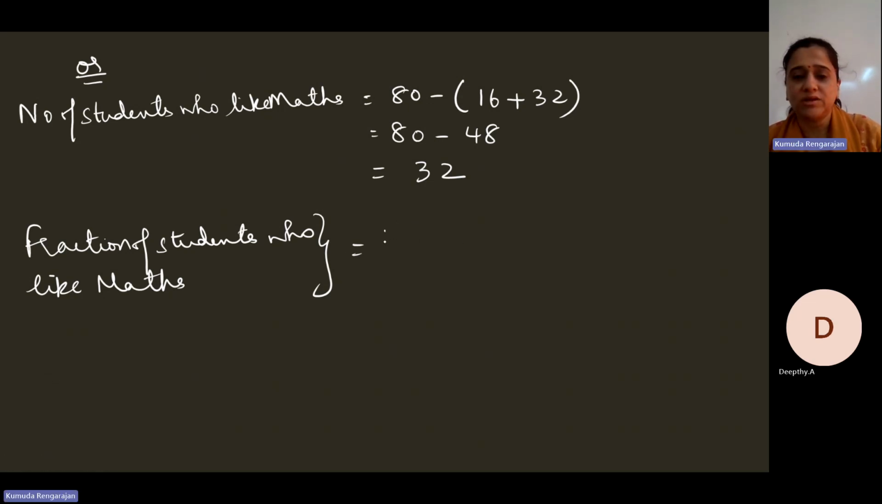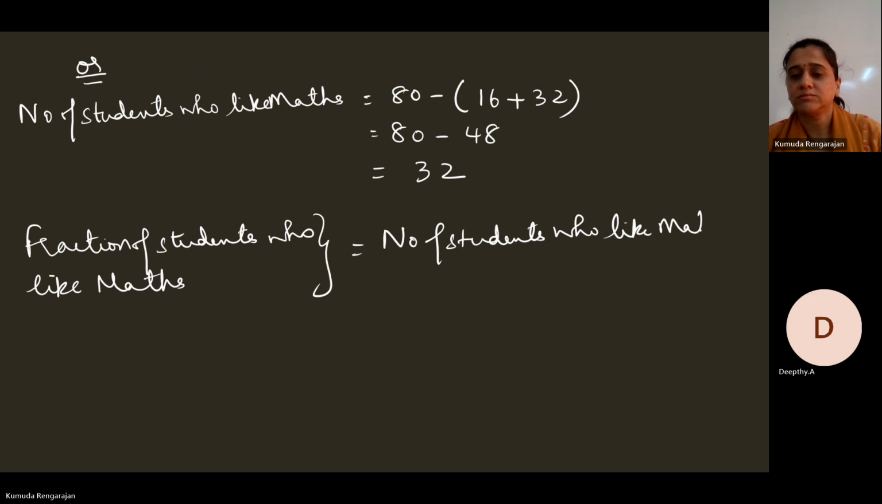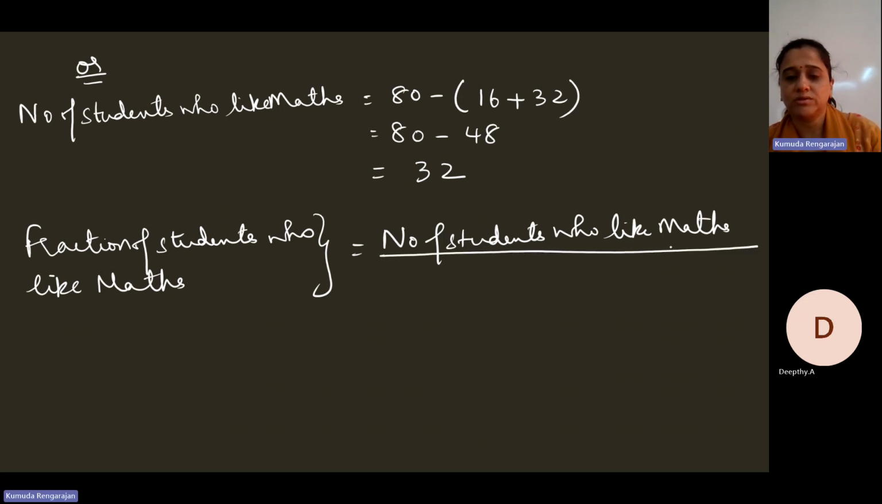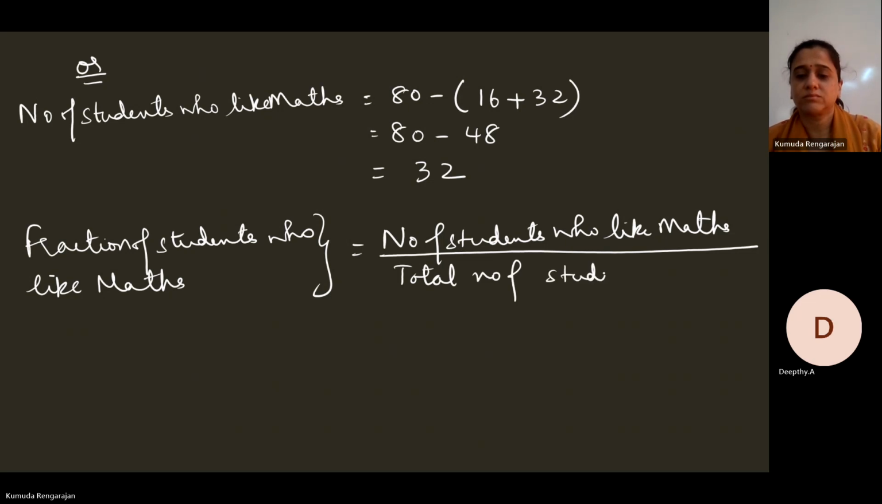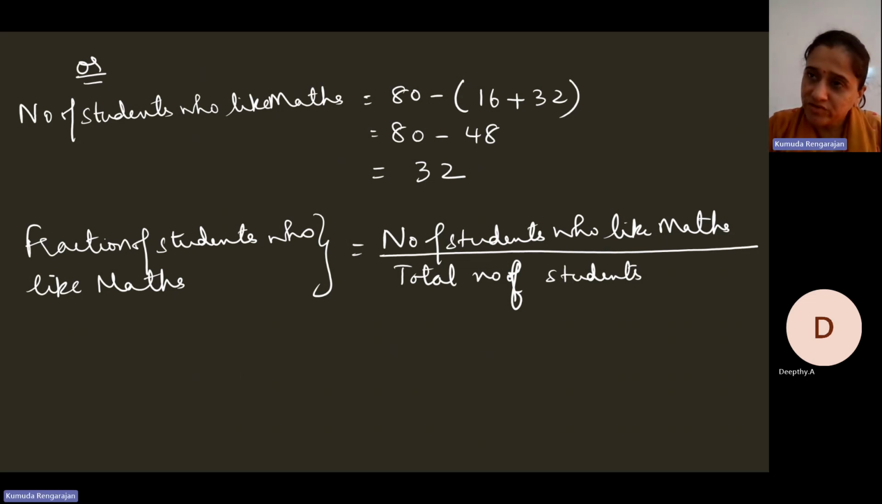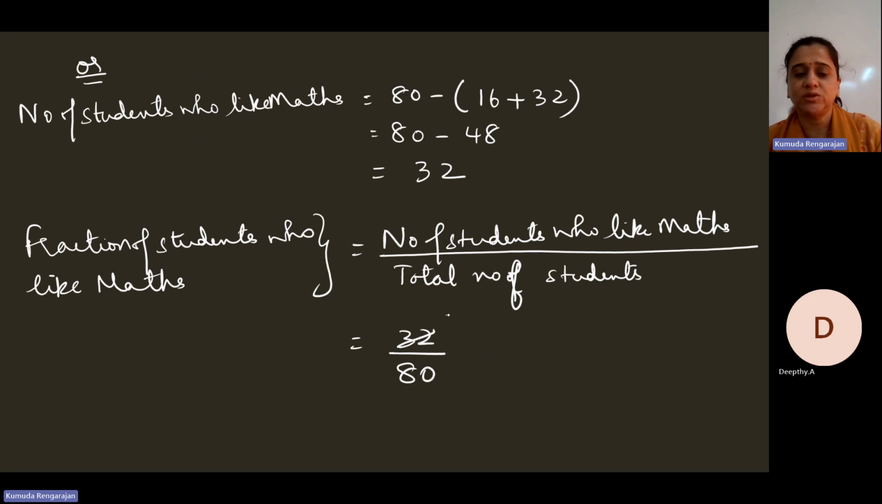To find the fraction, it is the number of students who like maths divided by the total number of students. How do you find the fraction? Fraction of students who like maths is equal to number of students who like maths by the total number of students. So how many like maths? 32. Total number of students 80. Now simplify. 16 twos are 32, 16 fives are 80. So 2 by 5.